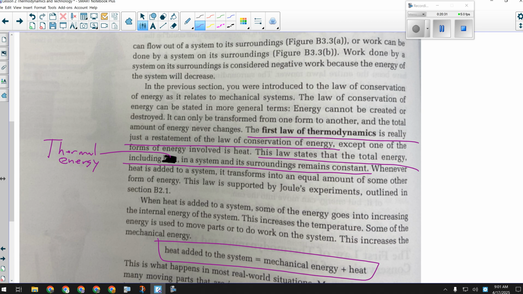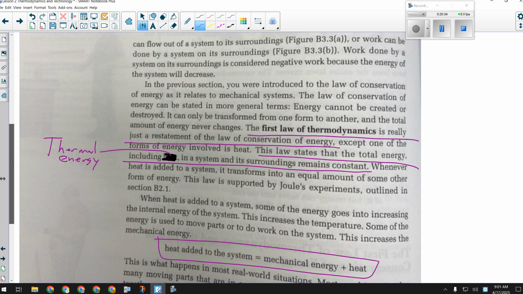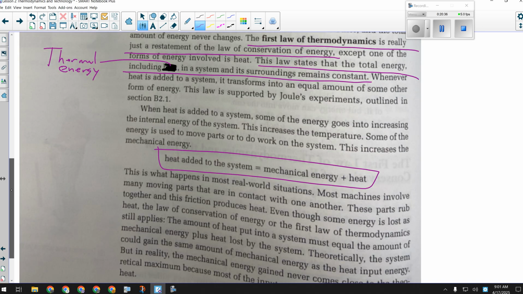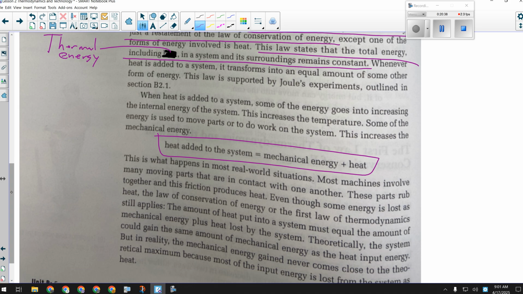Okay, now the last paragraph talks about what we just did with the cart, real world situations. In most real world situations, machines have moving parts that are in contact with each other. So in the wheels of that cart, there are little bearings. And in those bearings, there are pieces of metal that are in contact with each other. So as the cart rolls, those pieces rub against each other. Okay, what force is there?